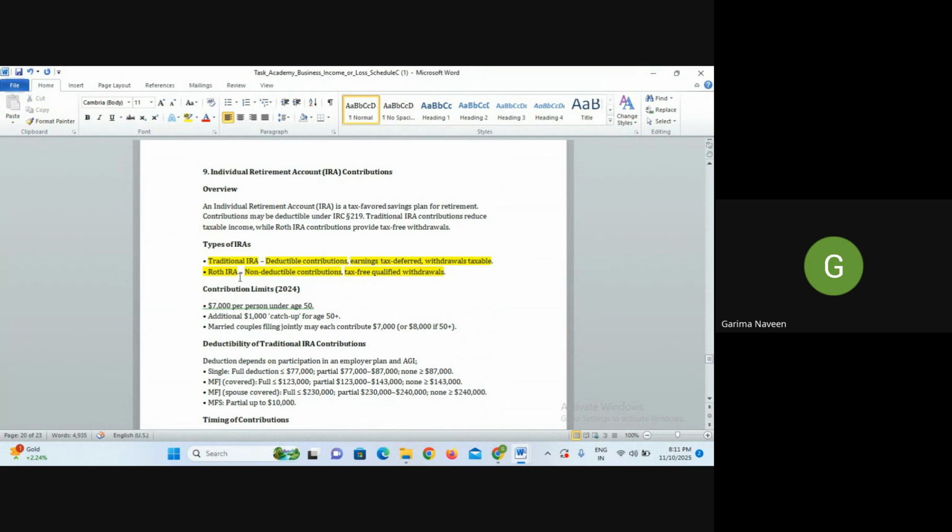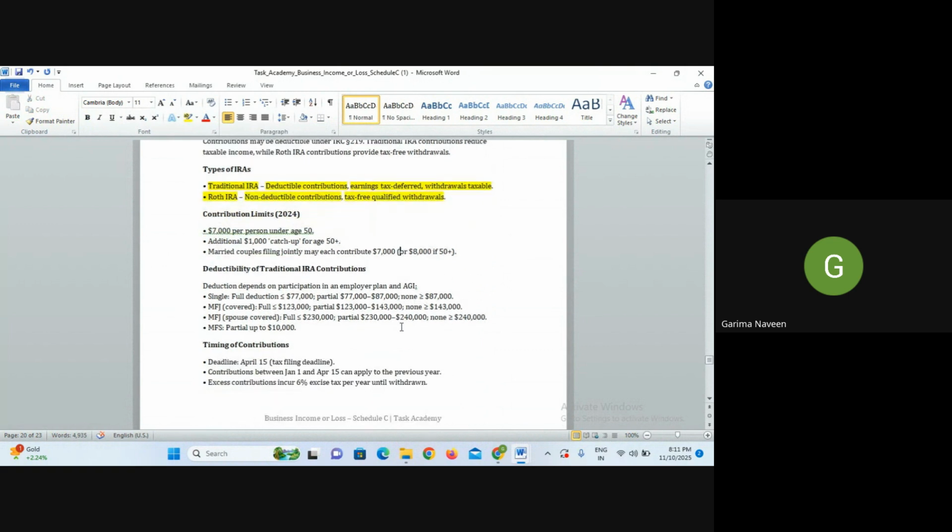So the major difference is, in traditional IRA, you can get a deductible contribution. But in Roth IRA, you do not get any deduction when you are contributing to a Roth IRA. But if you are receiving the distribution from a traditional IRA, then it is taxable. And if it is from a Roth IRA, then it is non-taxable. Is it clear?